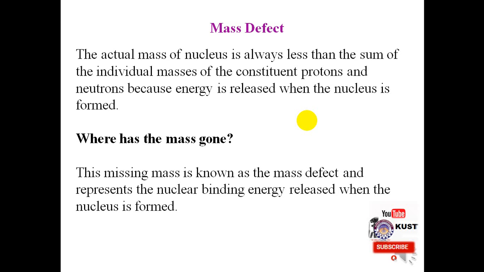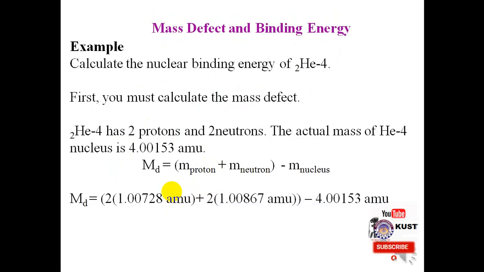So, for example, if we combine 2 protons and 2 neutrons and convert them to a helium nucleus, the mass of the helium nucleus will always be smaller than the combined mass of the protons and neutrons. Where has the mass gone? It's converted into energy, and that energy is known as binding energy.